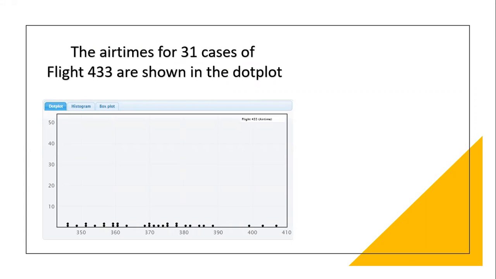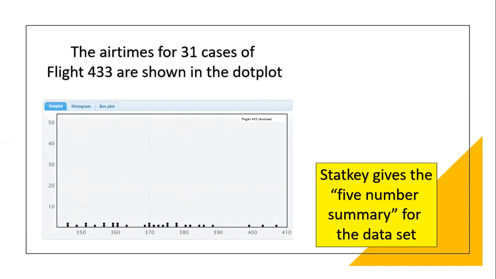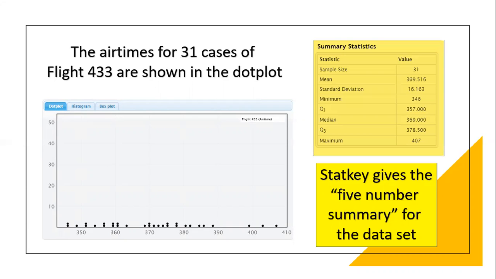If you open up the StatKey app, you'll find a quantitative data set that gives flight times for flight number 433. And you can see here a dot plot of the 31 different times for this sample of flight times. Of course, we can use StatKey or any other bit of technology to help find the 5-number summary for this data set. Here's what StatKey shows. And you can see there near the bottom of the summary statistics our 5-number summary consisting of the minimum, the 3 quartiles, and the maximum.